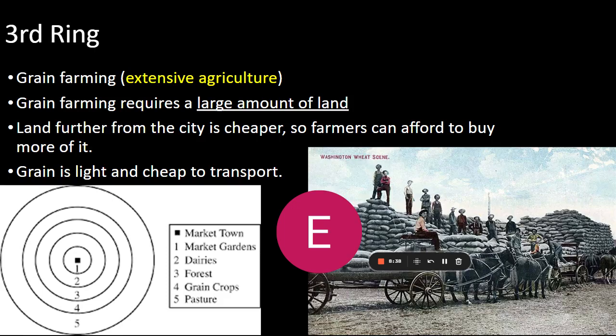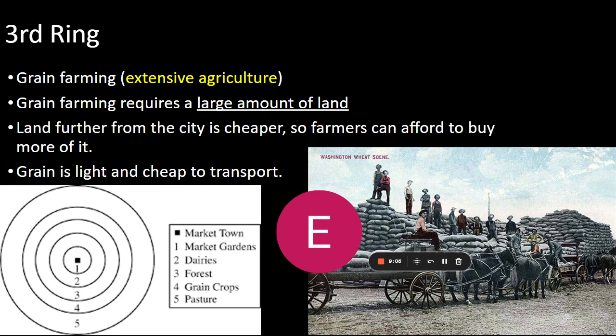Now, ring number 3, we are doing extensive agriculture. Extensive agriculture, remember, that is big land. You have technology, and you have very few workers. What you're going to see is grain farming. You need lots of land to grow grain if you want to make a profit. You can have 1 acre of grain, but you wouldn't make much money off of that 1 acre. So you're going to need lots of land to grow grain. That's why it's extensive.